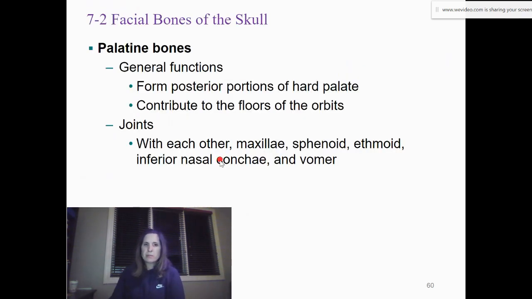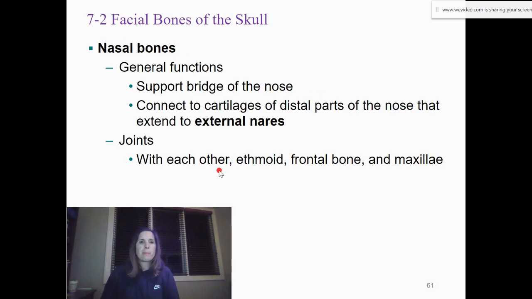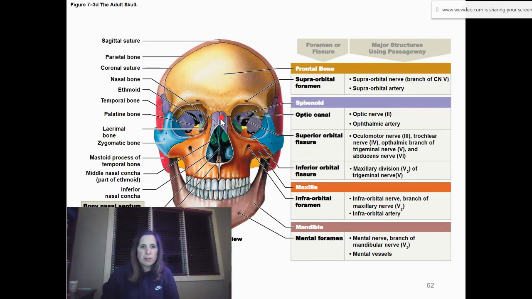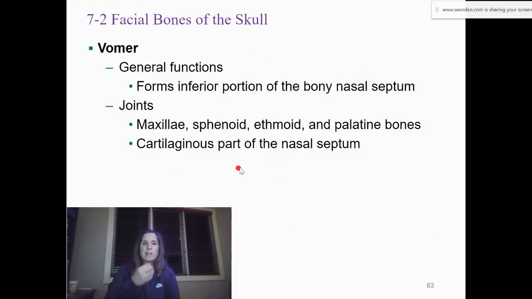The palatine bones form the posterior portion of the hard palate. It's weird: you think of your hard palate in the back of your mouth, and then this bone forms part of your orbit as well. Your nasal bones support the bridge of your nose. So again, there's a nasal bone. Here's the vomer. Here's a palatine. These are tricky. I think the palatine is really hard. It's that yellow right here to see, but it's good to take time to make sure you have these labeled on your sheets.